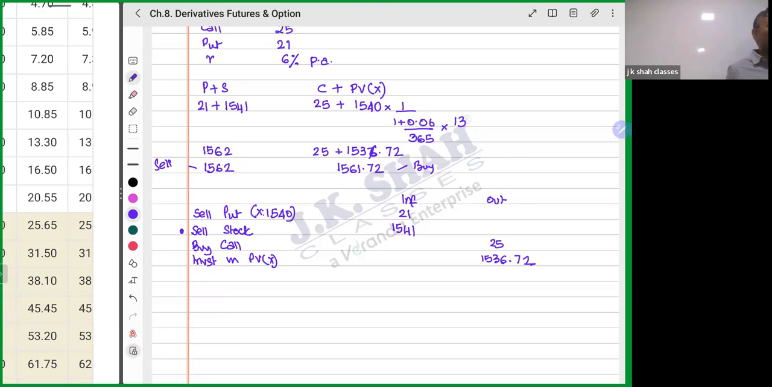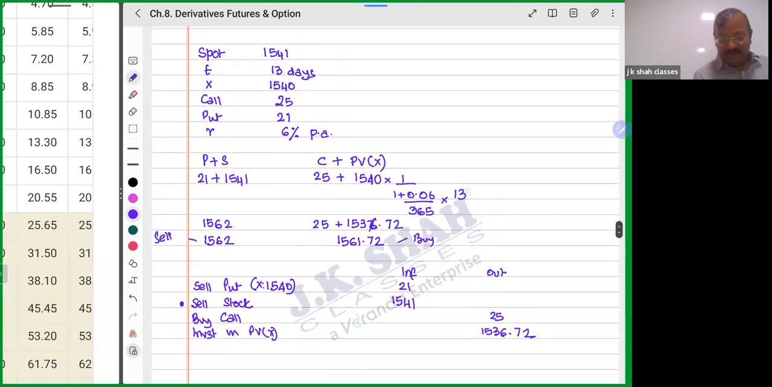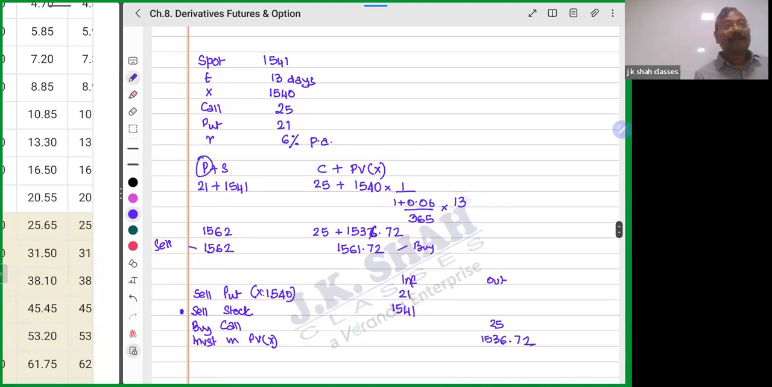Achha, now in real life, we don't do this. In real life, you don't do this. In real life, you know what we find out? R. Because, see, the market gives me this. The market gives me this. Market gives me this. Strike price anyway, I know. Number of days, I know. So, I find out what is the R being generated in the market. For example, in this HDFC thing, what is the R being generated in the market?